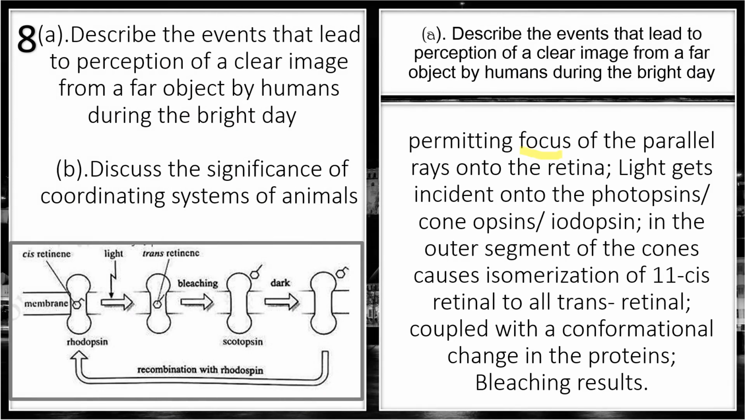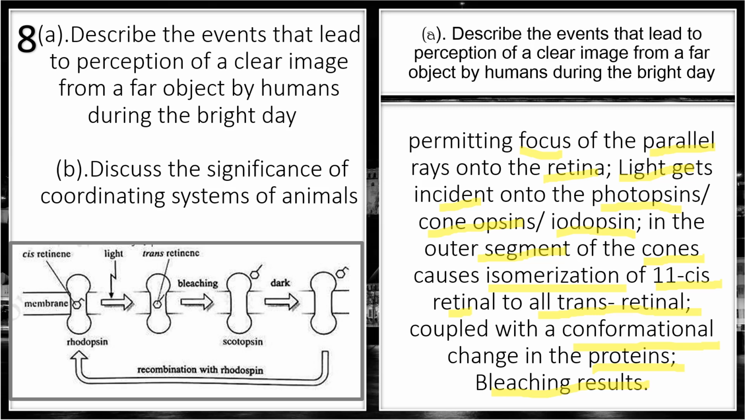Permitting focus of the parallel rays onto the retina. Light gets incident onto the photopsin or the conopsin, iodopsin, in the outer segment of the cones, and causes the isomerization of the 11-cis retinal to all-trans retinal, coupled with a conformation change in the protein. Bleaching results.